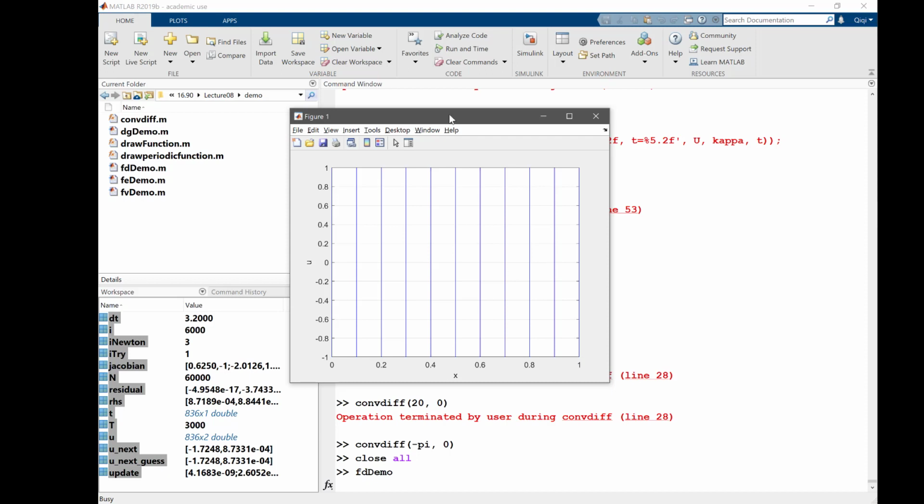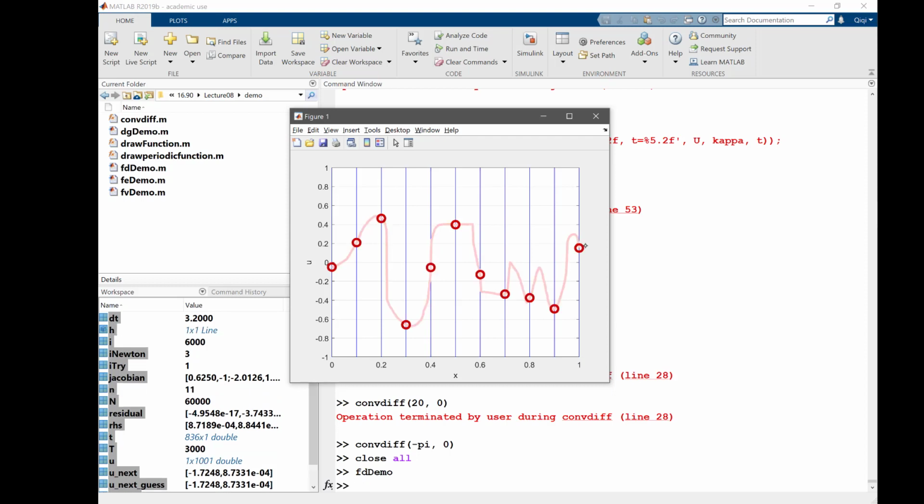So let's watch how finite difference discretizes your equation. Any function, yeah. All right, thank you. It's a good function.